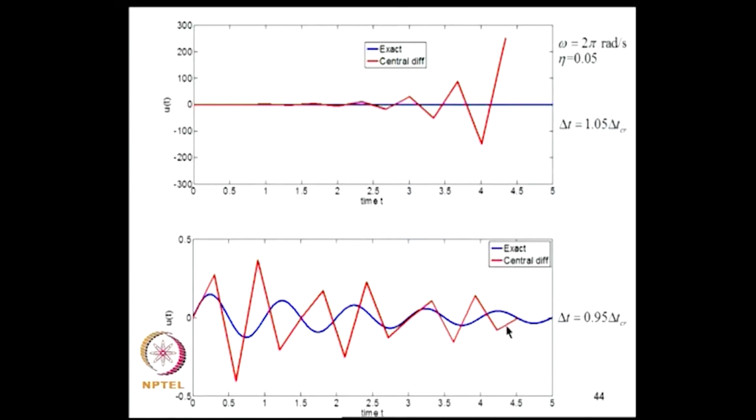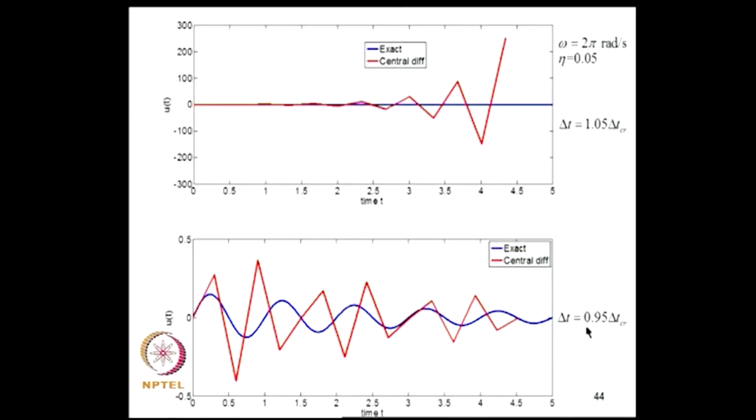Now, let us consider the damped system. The critical step size is independent of damping; that remains constant. Suppose I now take delta t to be 1.05 times delta t critical, which is not a right choice to make. The solutions will become unstable, and that is what we see here.